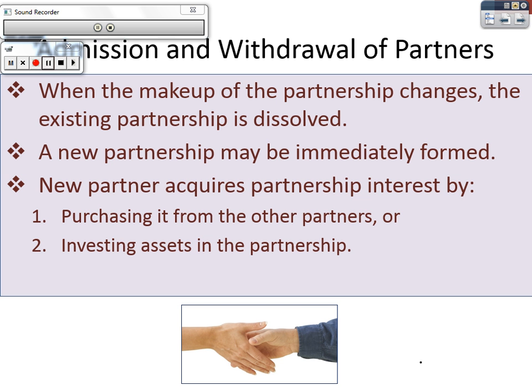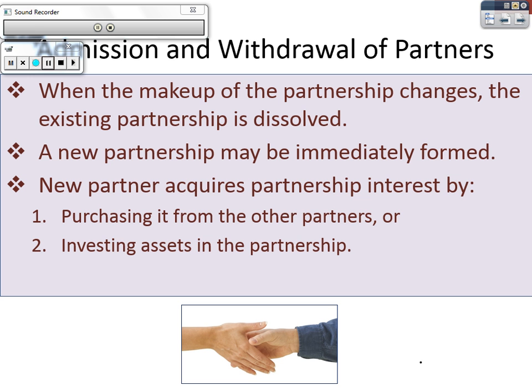Okay, so admission and withdrawals of a partner. Remember how I said people can kick people out? They can get more people if they wanted to, but they cannot kick anybody out of the partnership. This is what this refers to. So it says when the makeup of a partnership changes, the existing partnership is what?